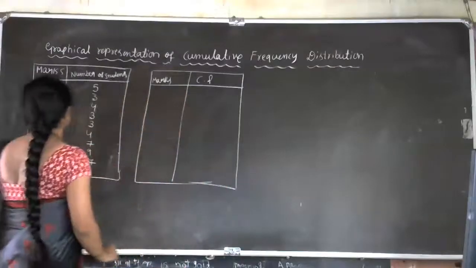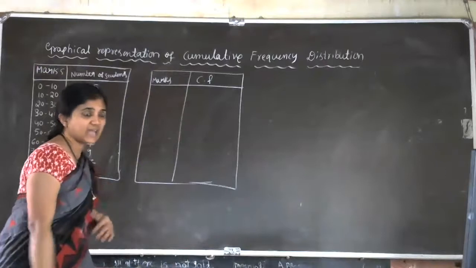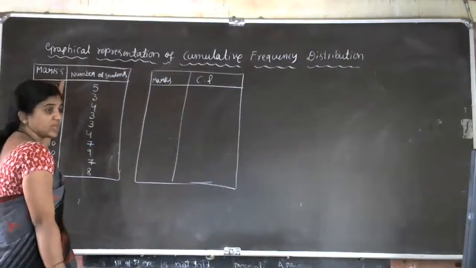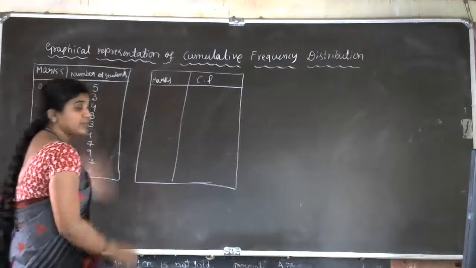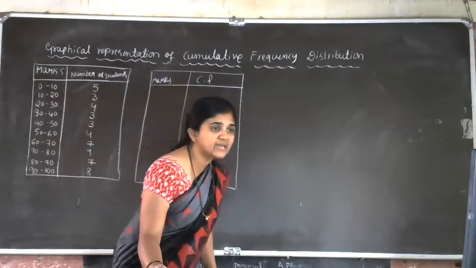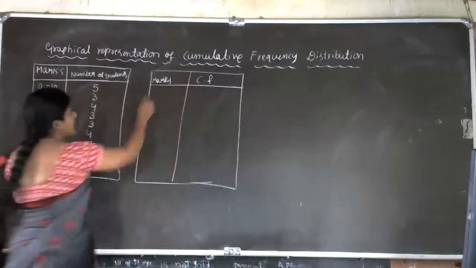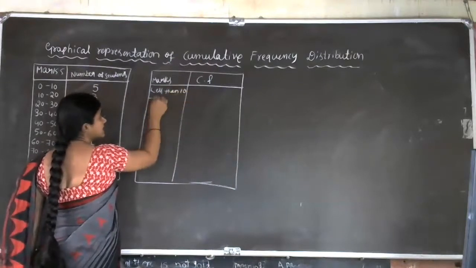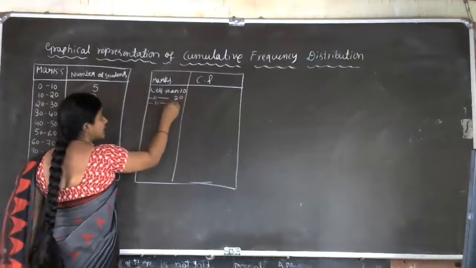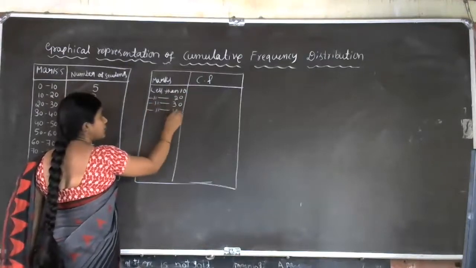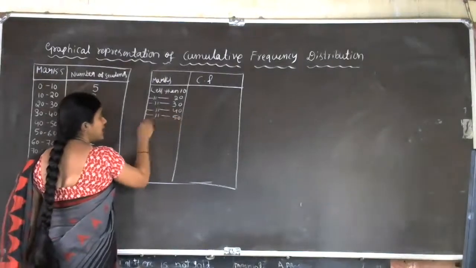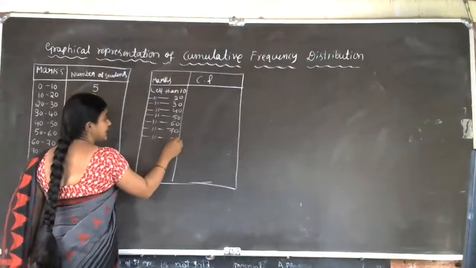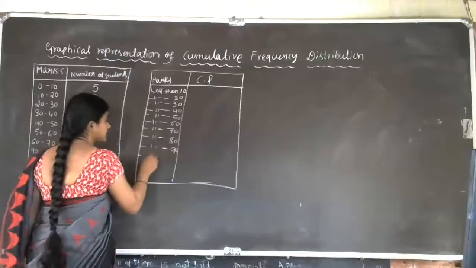So how do we take the less than type? For the less than type, we have to use the upper limits. Here you can observe the lower limits and upper limits. So we'll start with the upper limits for the less than type. First one is less than 10. Then the second one is less than 20, then less than 30, less than 40, less than 50, less than 60, less than 70, less than 80, less than 90, then less than 100.